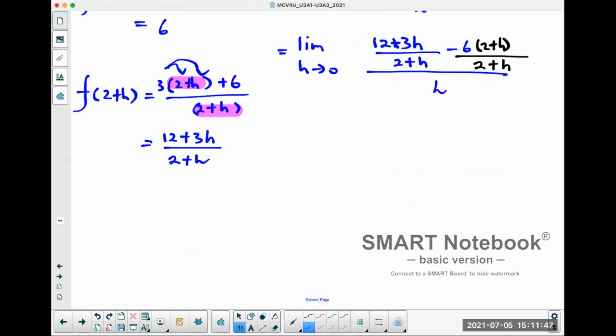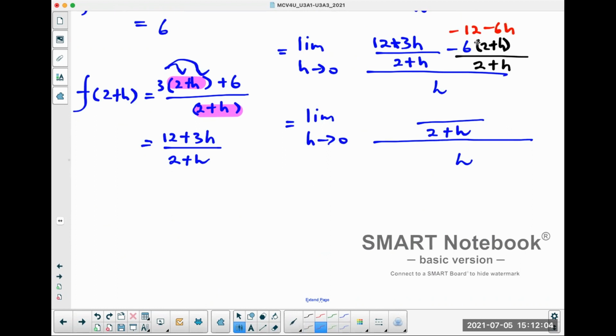Okay, so let me expand and simplify a little bit. Generally, because this is a grade 12 class, I shouldn't have to show every single step. So here, if I expand, this is going to be minus 12 minus 6h, right? Distributive law. So 12 minus 12, great, canceled out. You have 3h minus 6h, you're left with negative 3h in the numerator. Okay, so common denominator, and add and subtract the numerators here. So it's 12 plus 3h minus 6 times that, which is minus 12 minus 6h.